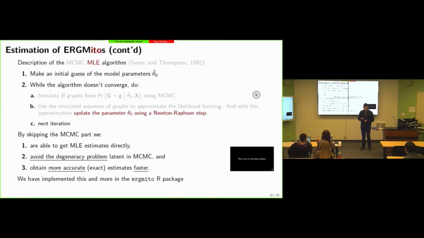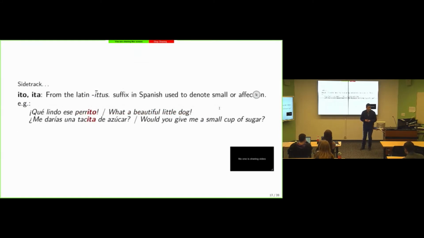Before we continue, I need to make a detour, a sidetrack. Why ergmito? The suffix ito, ita, from Latin, is a suffix in Spanish which denotes small or affection. For example, "que lindo este perrito," which means what a beautiful dog, right? "Me darías una tacita de azúcar?" Would you give me a little cup of sugar? It's a fairly common usage in Chile, especially. When I hear that, I can't avoid thinking of my mother-in-law, because she talks like that, ito, everything. Tomatito, salsita, ita, ita, all the time.